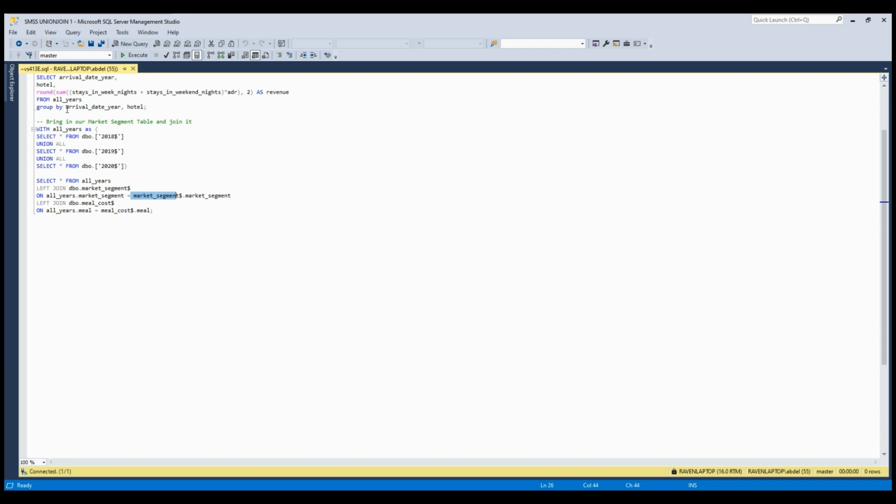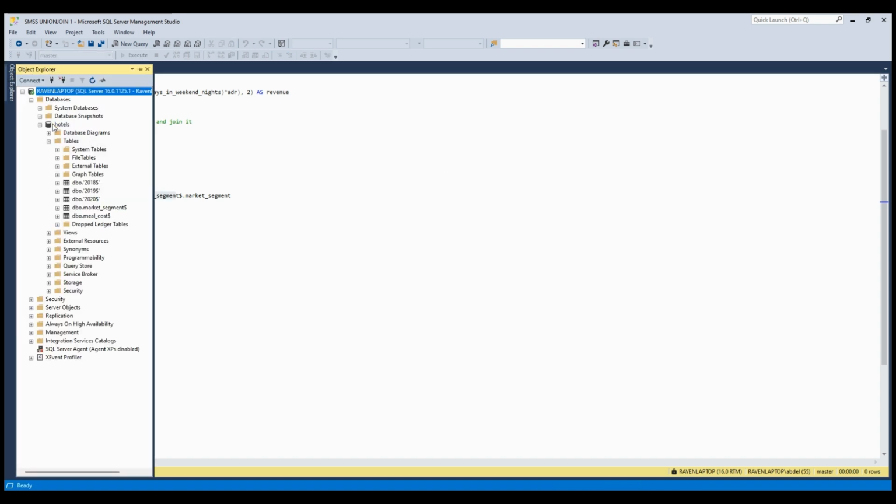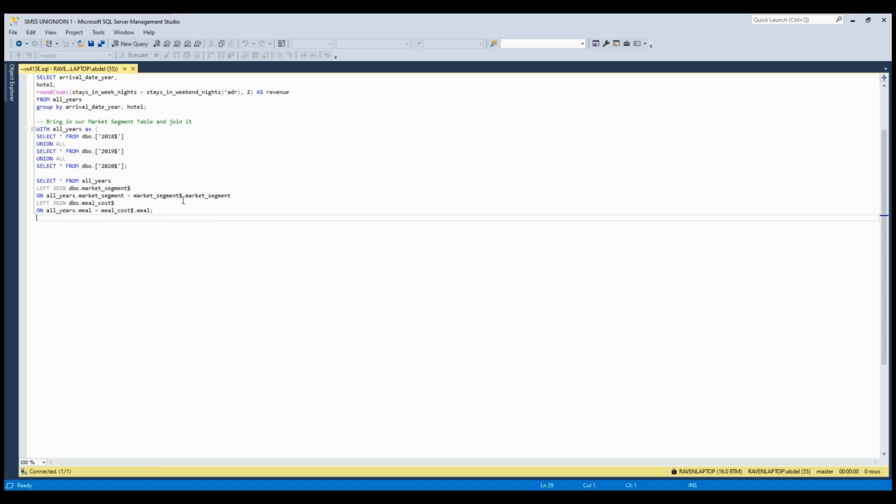So using the Microsoft SQL Server, the first thing we did is we imported the data into this hotel database. So we created the hotel's database and then we imported the different sheets, or the workbook itself, and it created for us these five tables: the 3 years we discussed, the market segment table and the meal cost table.